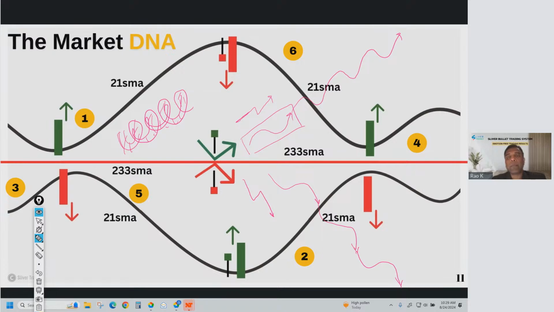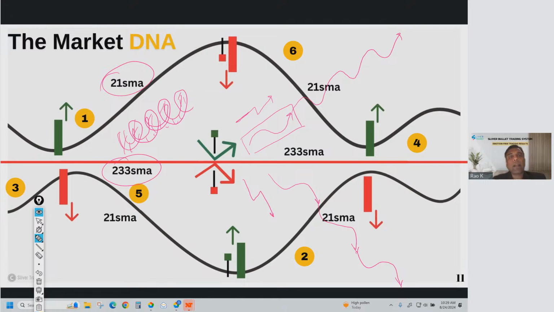So even in the market, we understand the basic movement. It goes up, pulls back, and then goes up again. That's a fundamental movement. But we need to put some kind of bone and skeleton to get context or meaning out of the market. And that context we put by using two moving averages. One is the 21 SMA, and the other is the 233 SMA.